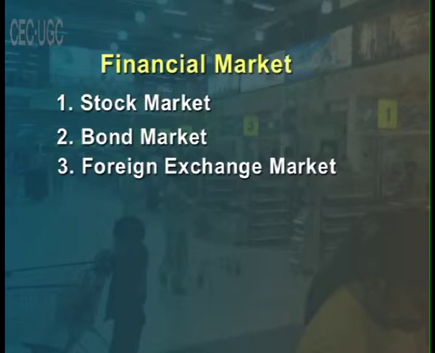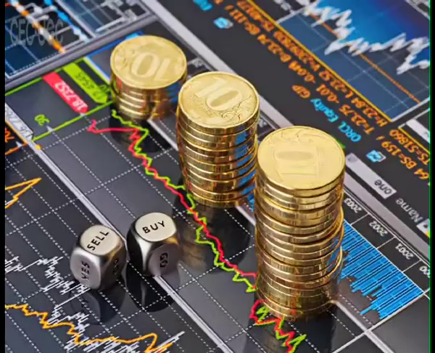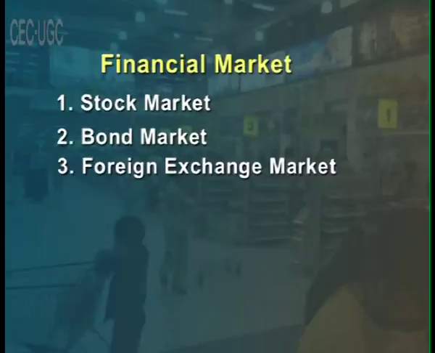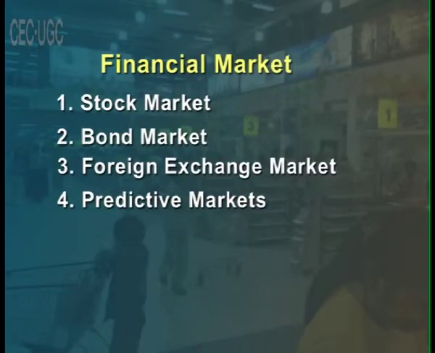In such a type of market, parties are involved in trading of currency. In a foreign exchange market, also called the currency market, one party exchanges one country's currency with an equivalent quantity of another currency. Fourth, predictive markets. A predictive market is a setup where exchange of good or service takes place for the future. The buyer benefits when the market goes up and is at a loss when the market crashes.